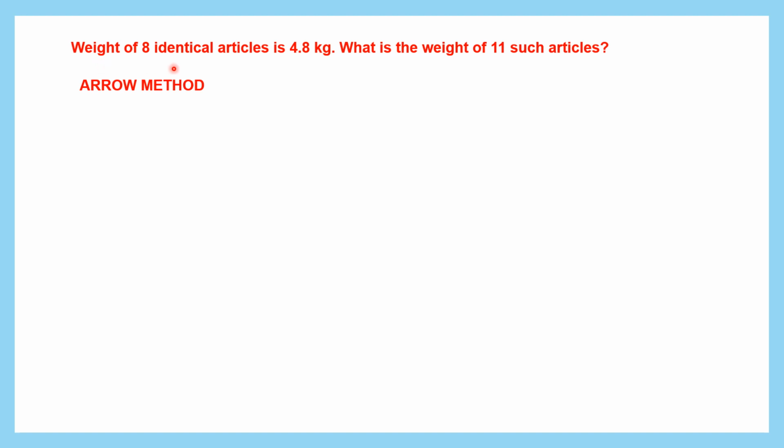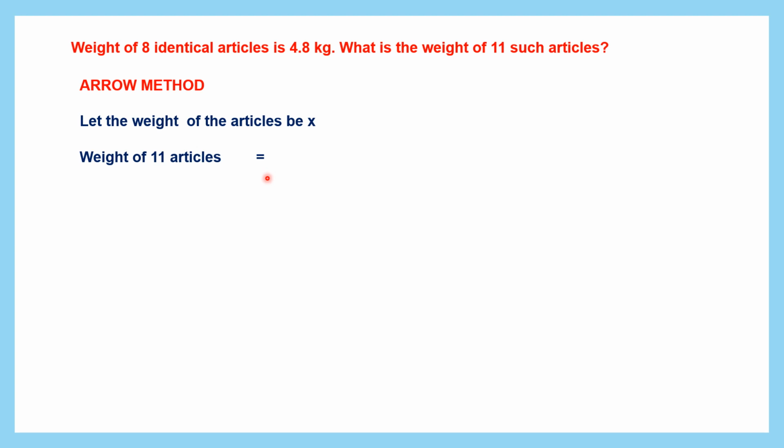So same question I've taken down. The weight of 8 identical articles, and we are asked to find the weight of 11 articles, using the arrow method. So in the arrow method, see what you are asked to find. You are asked to find the weight, isn't it? So let's consider the weight of the articles to be X. We are asked to find the weight of 11 such articles. So we are going to find the weight of 11 articles.